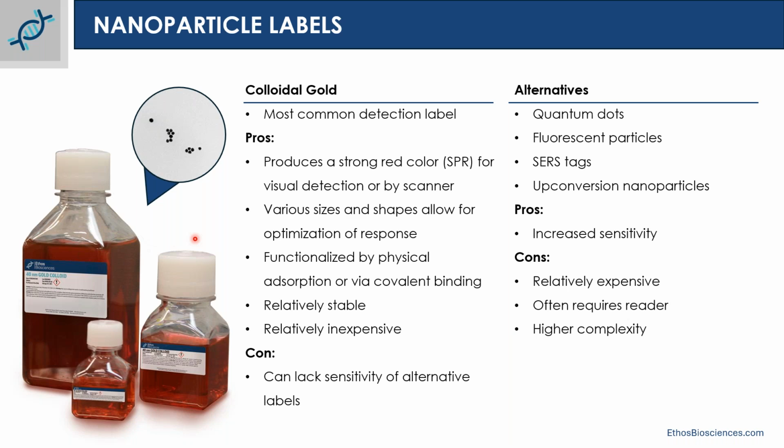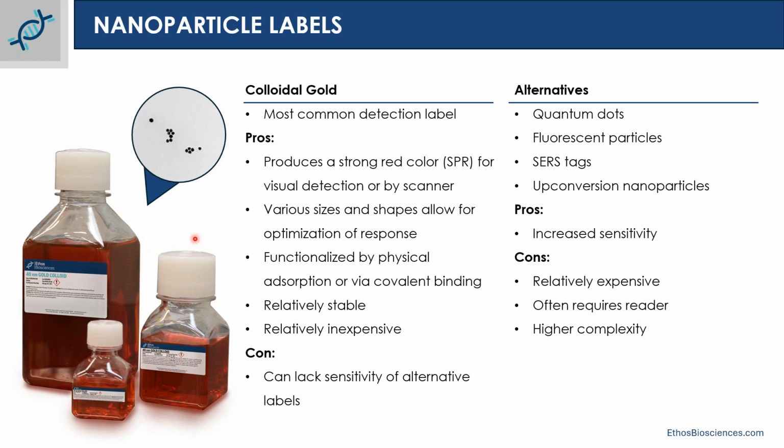It produces a strong red color, either in solution or across the nitrocellulose membrane. And that's good for both visual reading and by using an external reader or a scanner. Gold nanoparticles come in various sizes and shapes, which allow you to tune and optimize the response of your assay. They can be functionalized with bioreceptors a number of different ways, including physical adsorption and covalent binding. They're relatively stable and they're relatively inexpensive.